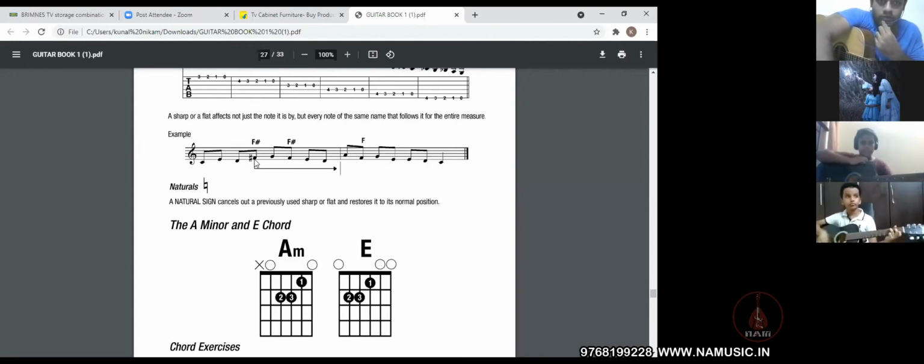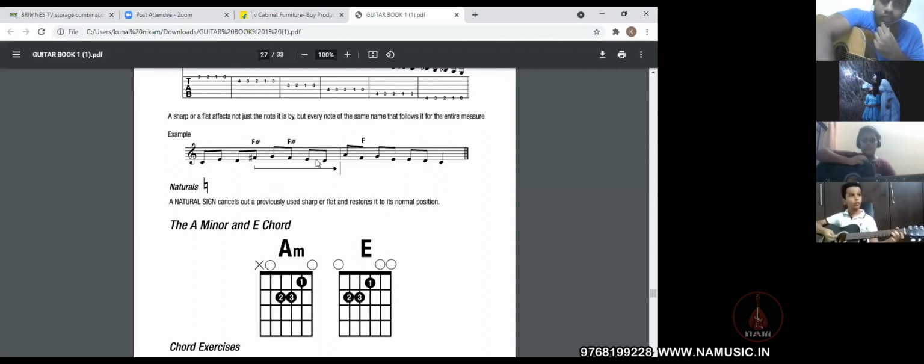Okay. So now suppose this is the F note. If you put a sharp before the F note, then you are supposed to play every F note in this bar as F sharp. If you can see each and every note in this bar, if there is an F note here, you are supposed to play that F sharp only, not any of the other notes. This is F. This is F sharp.